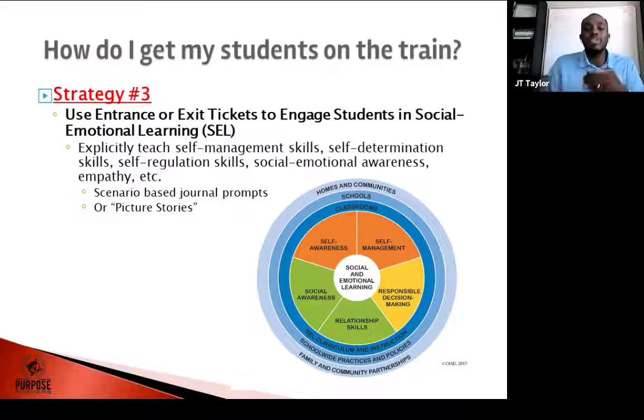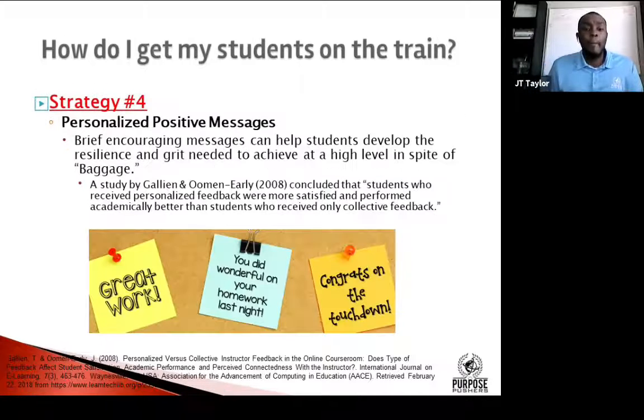You can help them develop their self-awareness. You can help them develop their social awareness with exit tickets or entrance tickets. So it's your responsibility to be creative enough to engage your students on a social and emotional level with exit tickets or entrance tickets. This can be done in 5 minutes or less in every class. Strategy number 4, personalize positive messages.